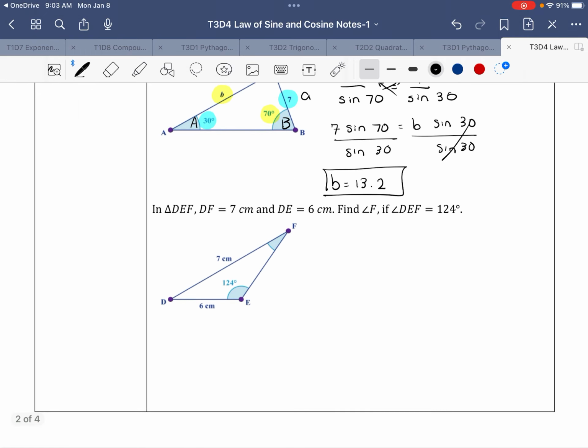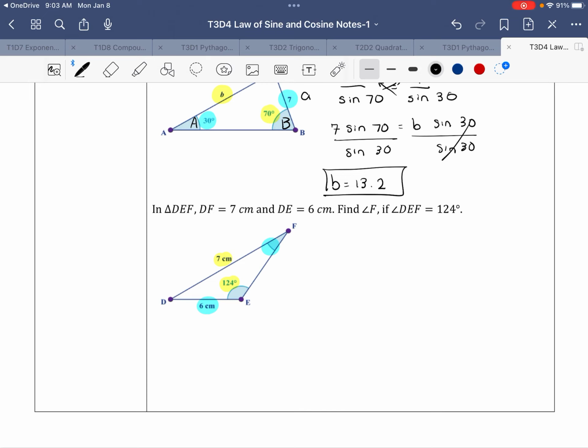In triangle DEF, DF is 7, DE is 6 centimeters. And now we're looking for the measure of angle F if we're given angle DEF is 124. So similarly, we can see that we are given a corresponding side and angle, since those go together. And what we're looking for is another pair of corresponding side and angle. We can again use the law of sines, but this time to find an angle measure.